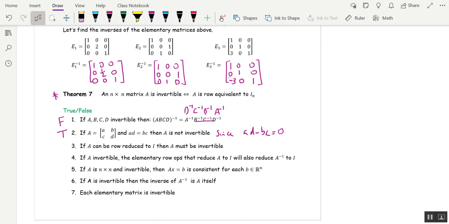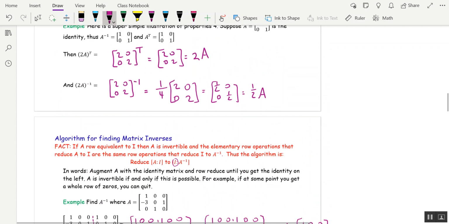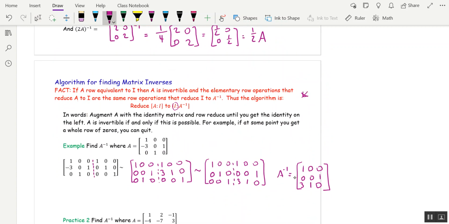If A can be row reduced to I, then A must be invertible. That's true. It's theorem 7. If A is invertible, the elementary row operations that reduce A to I will also reduce A inverse to I. That's false. It should be I to A inverse. That's the algorithm. That's this statement in red right here.